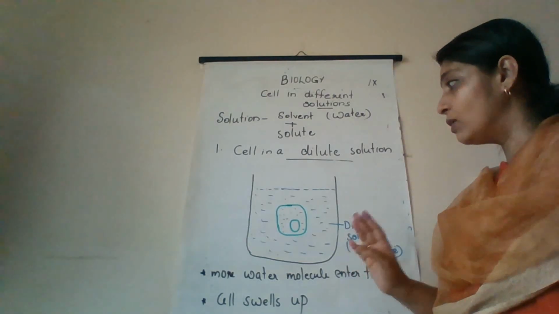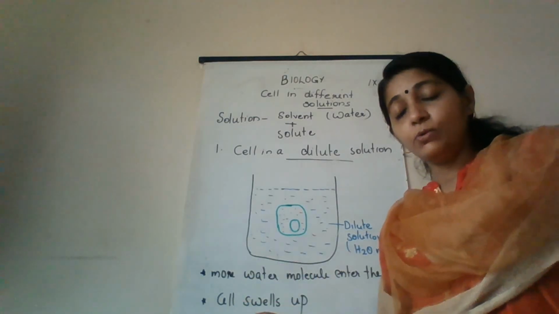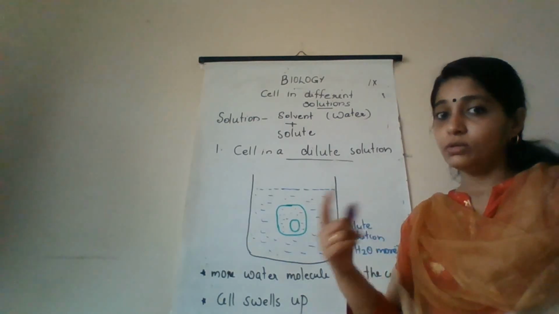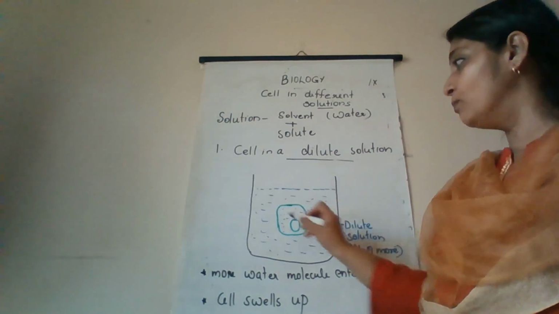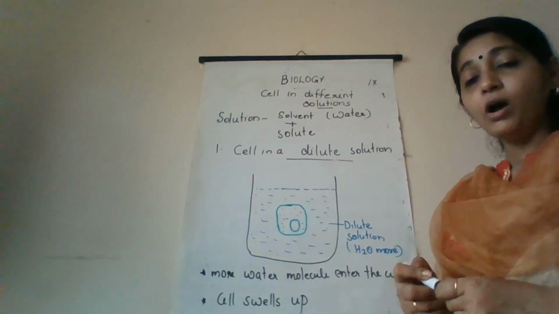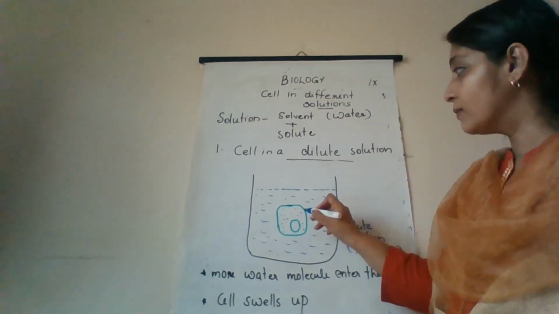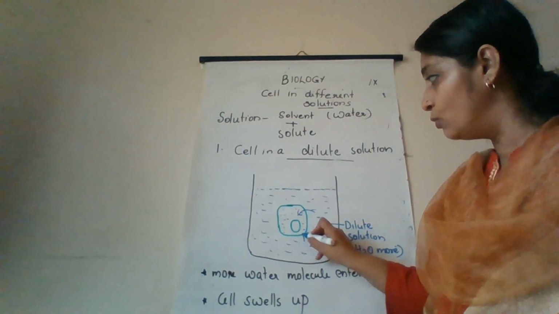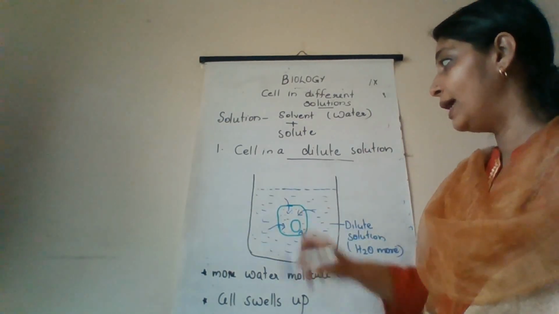So here, when we studied osmosis, we studied that water molecules will have a tendency to move from a region of higher concentration to a region of lower concentration. In this case, since this is a dilute solution, the water molecules will be more outside. Water molecules can move in both directions, but more water molecules will move inside the cell, or water molecules will enter the cell.